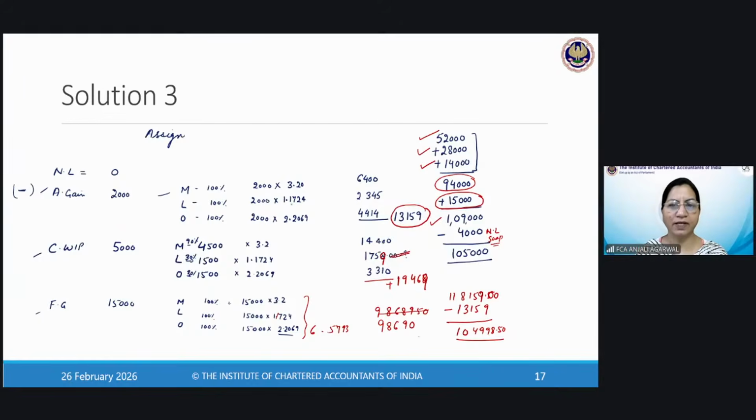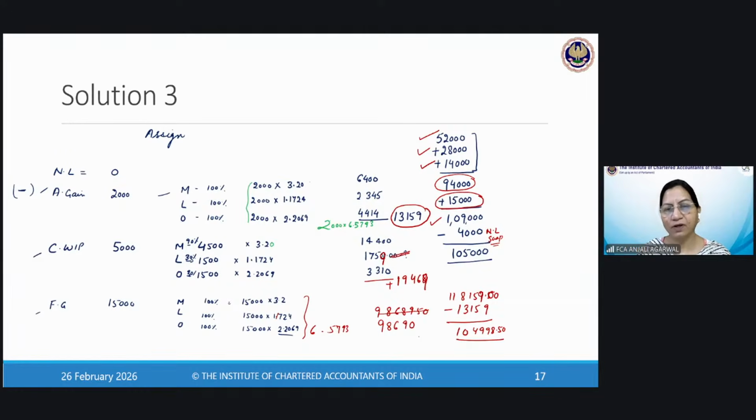apply to abnormal gain, which is 100% complete. So you can show these figures, or because this is 100% complete, 2000 is common. You can do a final calculation of 2000 into 6.5793. Then you have the closing WIP, material 90%, labor 30%, overheads 30%. So 4,500 will be multiplied by material cost per unit of 3.20. 1,500 multiplied by 1.1724, the labor cost, and 1,500 into 2.2069.